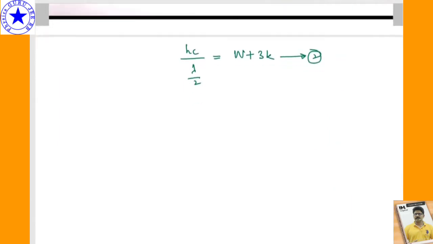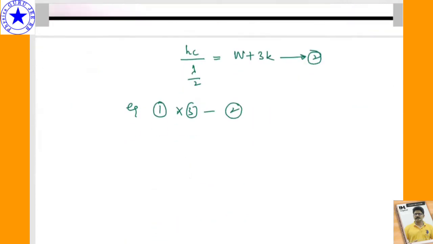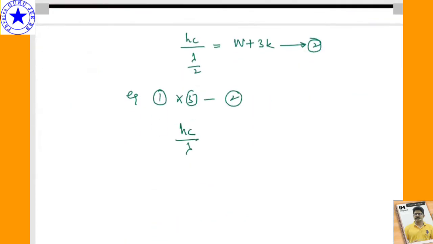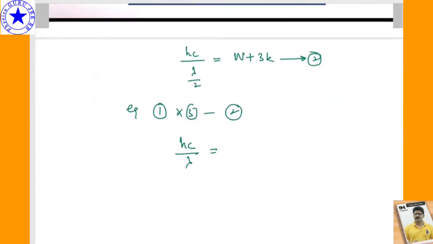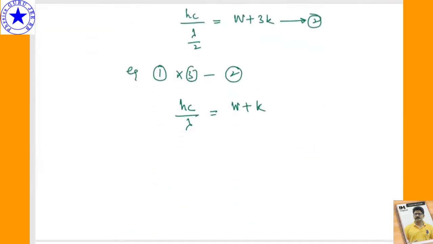Now I multiply equation 1 by 3 and subtract equation 2. Multiplying the first equation by 3, 3hc by lambda equals 3W plus 3K. What we require is the work function, so the remaining things have to be eliminated. The second equation is 2hc divided by lambda equals W plus 3 kinetic energy. This is equation number 1, equation number 2.